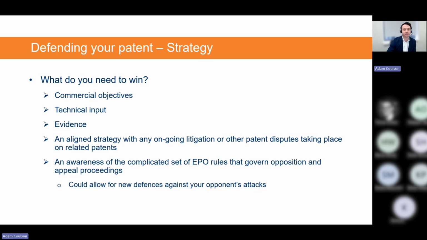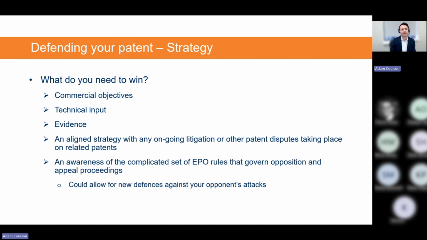These include commercial objectives. It's sensible to review commercial objectives during the opposition procedure. If there is merit to the opposition, then this may have an impact on your commercial objectives, which may then need to be adjusted if it's likely that the opposition will succeed. Technical input. You will need to put together a case to defeat the opposition, and this may include seeking technical input from experts in the technical field.